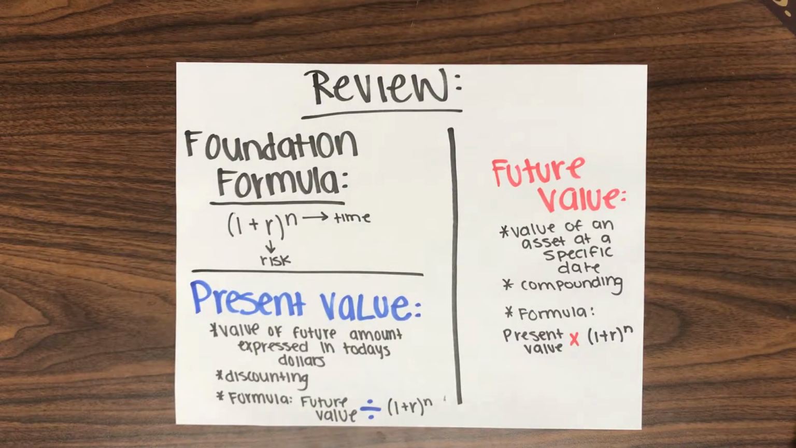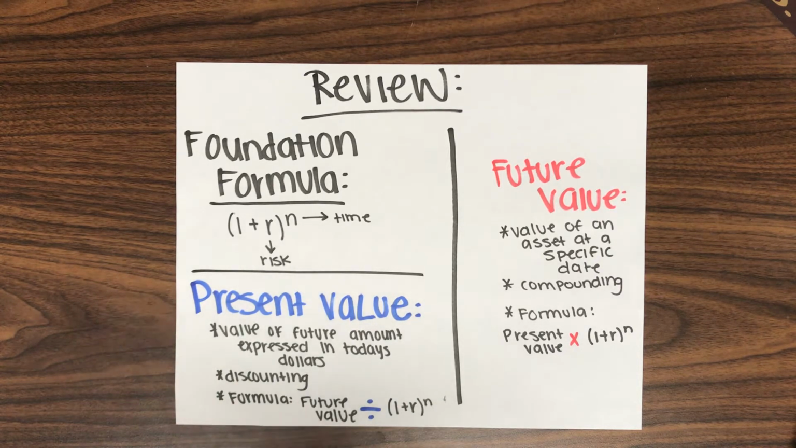As a quick review of what we just learned, our foundation formula is the basis of present value and future value. Our foundation formula is 1 plus r to the power of n, because finance is all about risk and time, where r is risk and n is time. Our present value measures the value of a future amount expressed in today's dollars. It's also known as discounting, and the formula is future value divided by 1 plus r to the power of n. Our future value is the value of an asset at a specific date, and it's compounding.